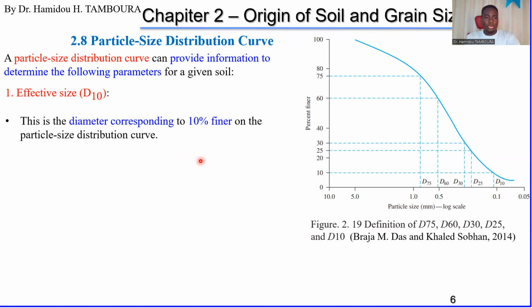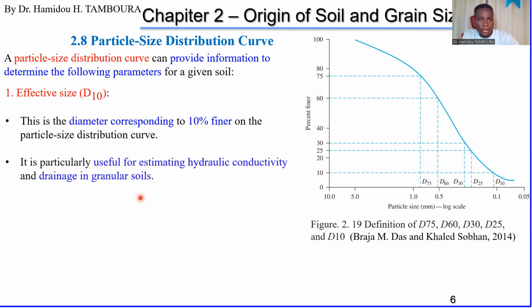Okay, so what else can we get? The effective size is used for estimation of hydraulic conductivity of the soil, that is, the drainage capacity of the soil, especially granular soil. So it's very important. Number 2 of what we can get from this curve is the uniformity coefficient, Cu.